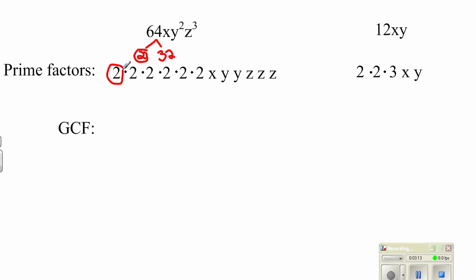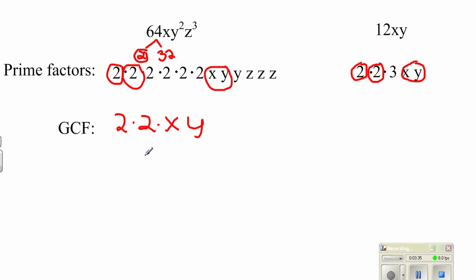You've got a 2 and a 2. Oh, look, there's another 2 and a 2. And then with the variables, you've got an x and a y and an x and a y. That's it. You're going to take the 2xy from here and the 2xy from there, and that is your greatest common factor. Oh, that's just 4xy.